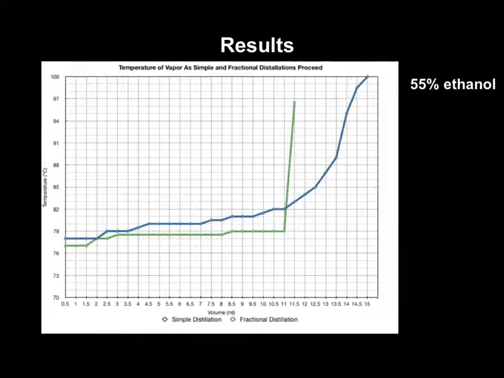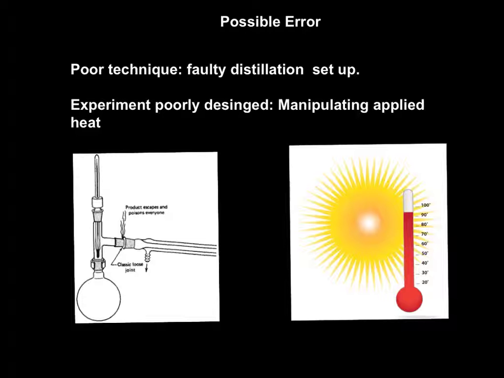So our graph showed that it was 11 mL of ethanol that was distilled from 20 milliliters of mixture. This makes the mixture 55% ethanol. Possible errors were poor technique. For example, a faulty distillation setup.